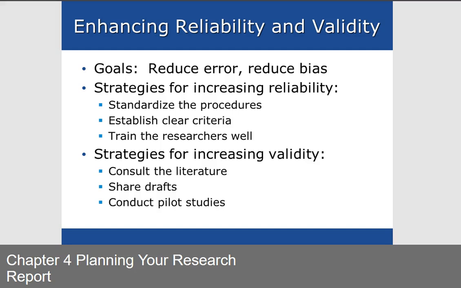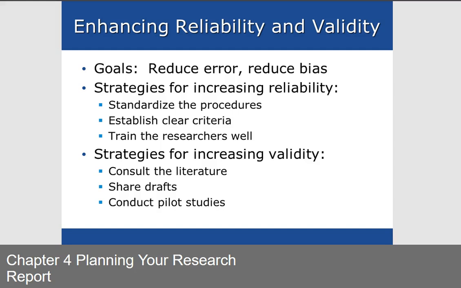There are ways in which we can enhance reliability and validity. Our main goal here is to reduce error, reduce bias. There are some strategies for increasing reliability. We can standardize the procedures, establish clear criteria, train the researchers well. That's why we want that inter-rater reliability really accurate. We want to make sure we standardize every single step so the instructions are the same given every time.